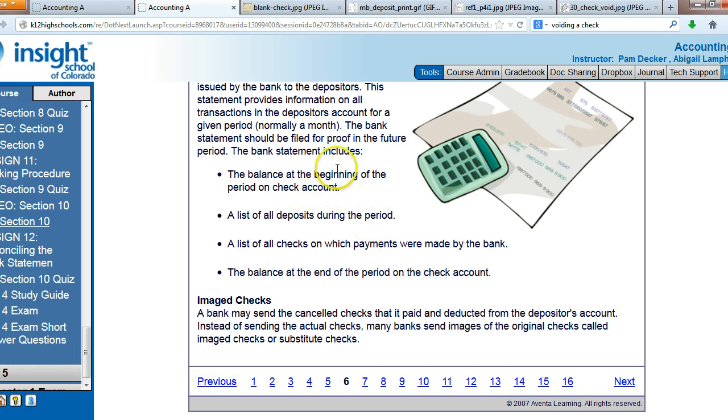So again, it shows us the balance at the beginning of the month, anything that came into the account, so deposits, and anything that went out of the account, such as payments, and then it shows you the balance at the end of the month.